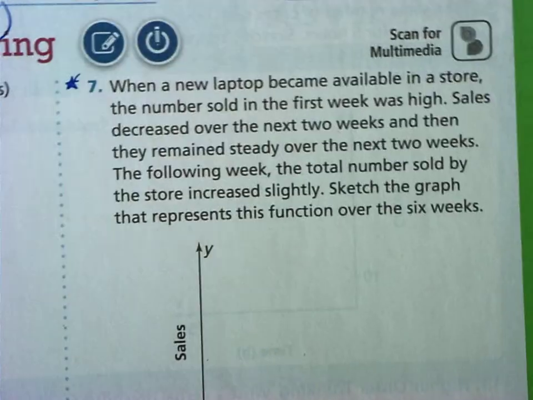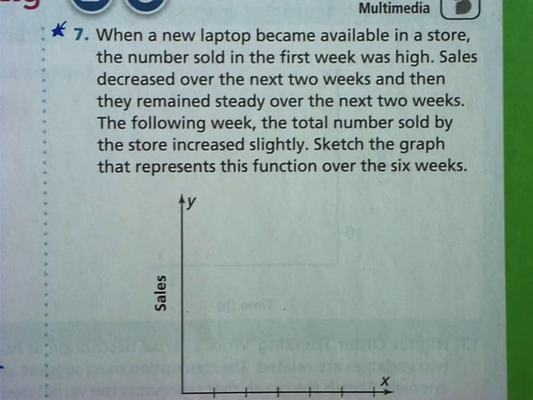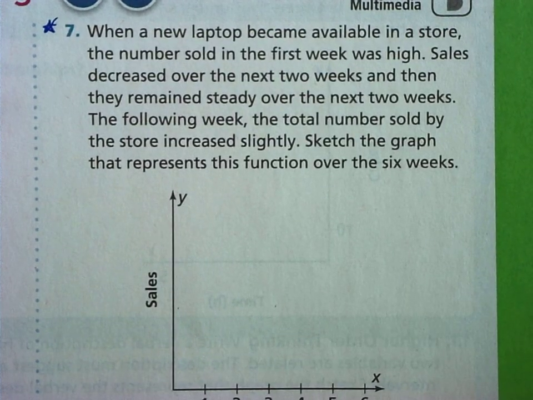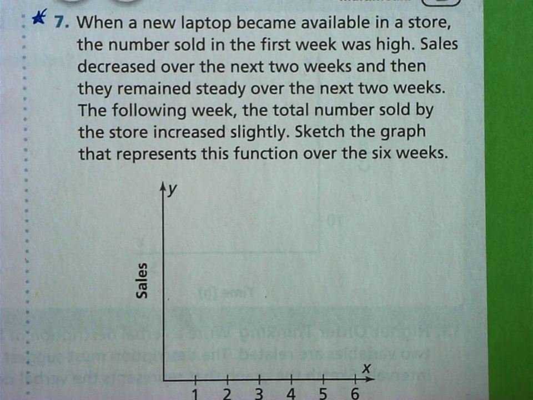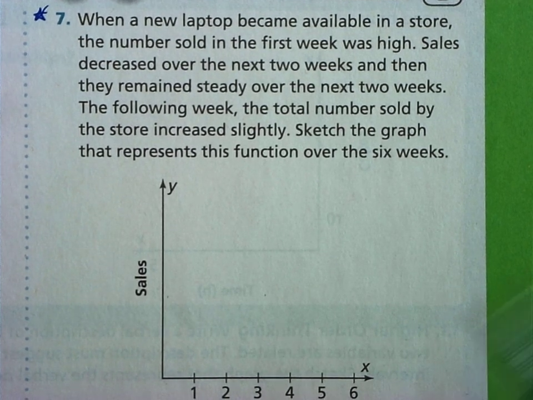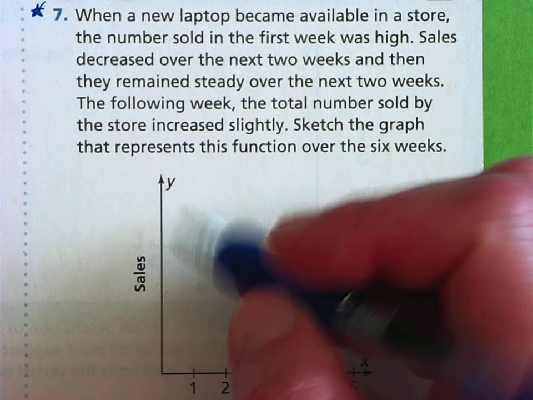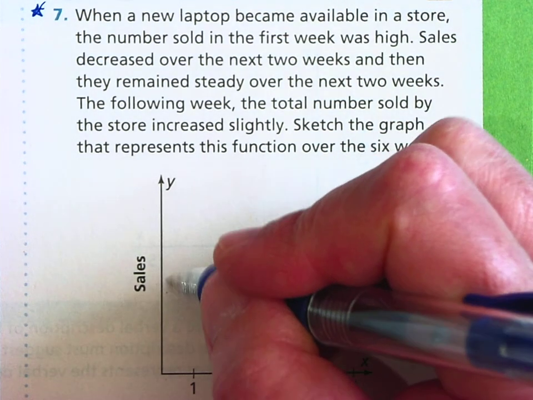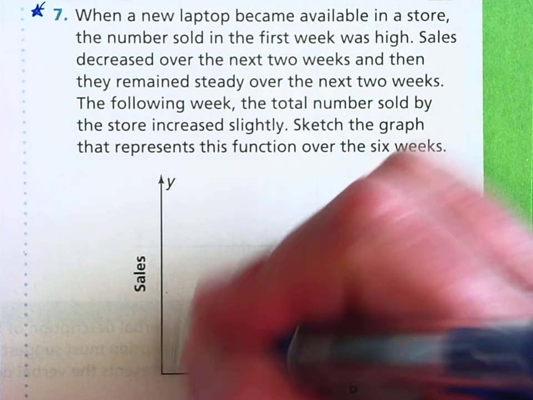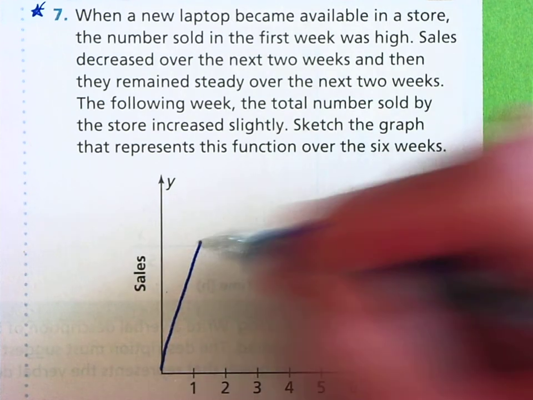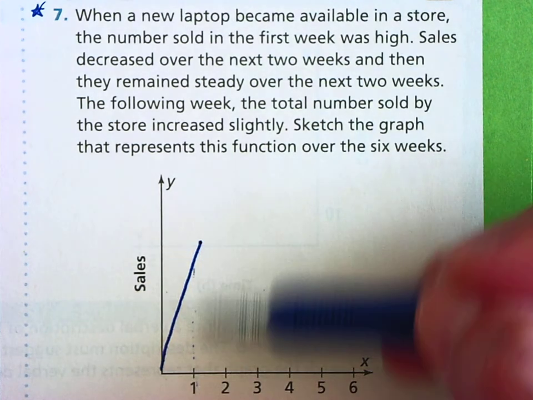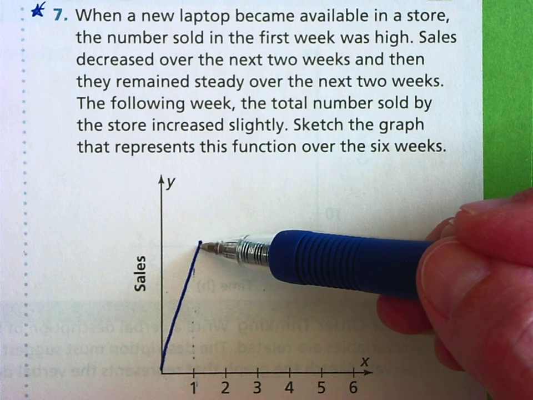Okay, so let's take a look at this next one. So this is now actually drawing a graph that matches the situation. So sketching a function. When a new laptop became available in a store, the number sold in the first week was high. Okay, so sales are maybe low, and the number sold in the first week was high. The first week. So we have to stop that over the 1 week.